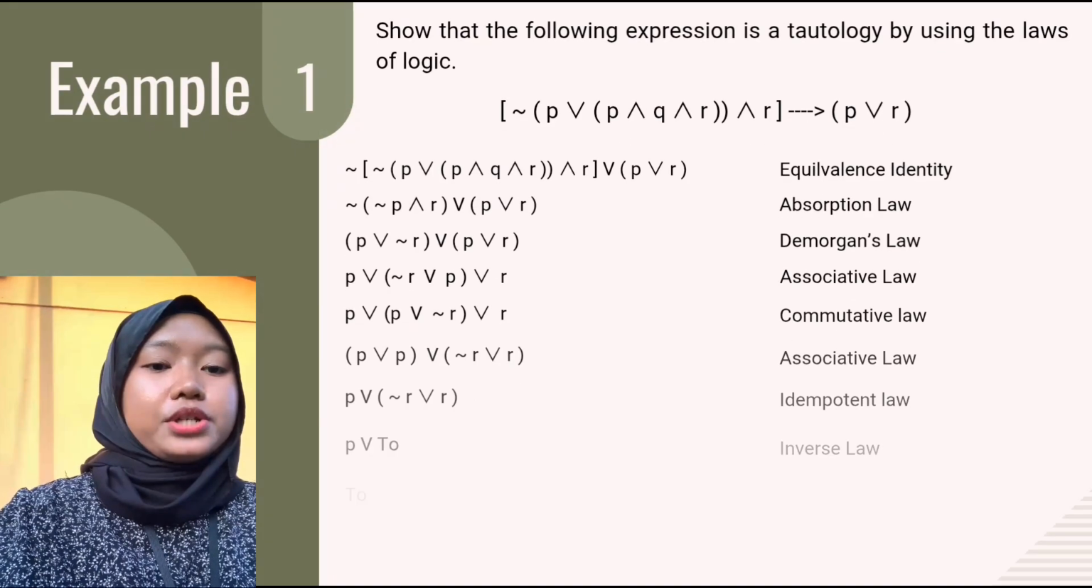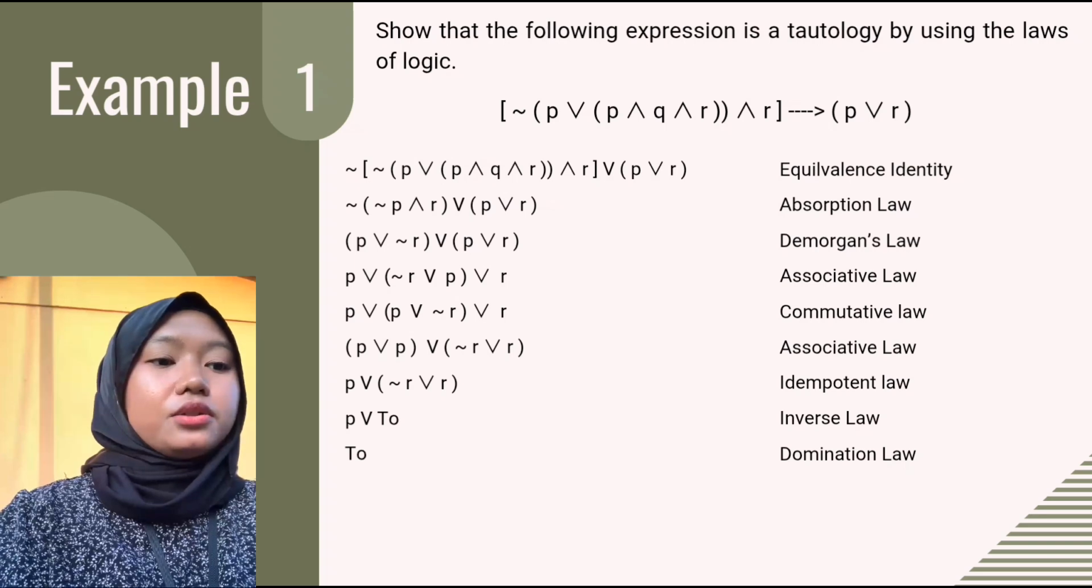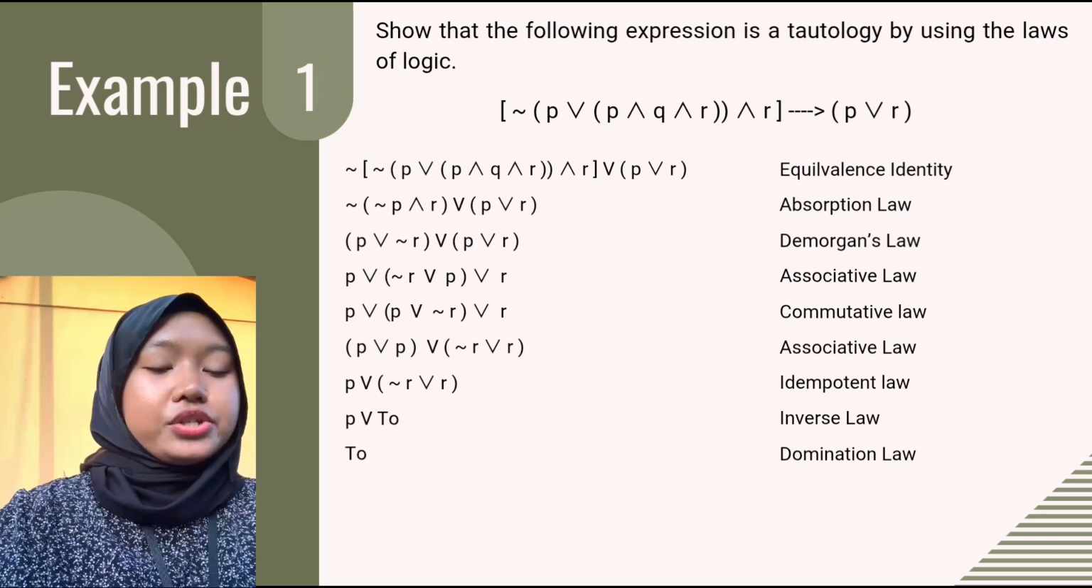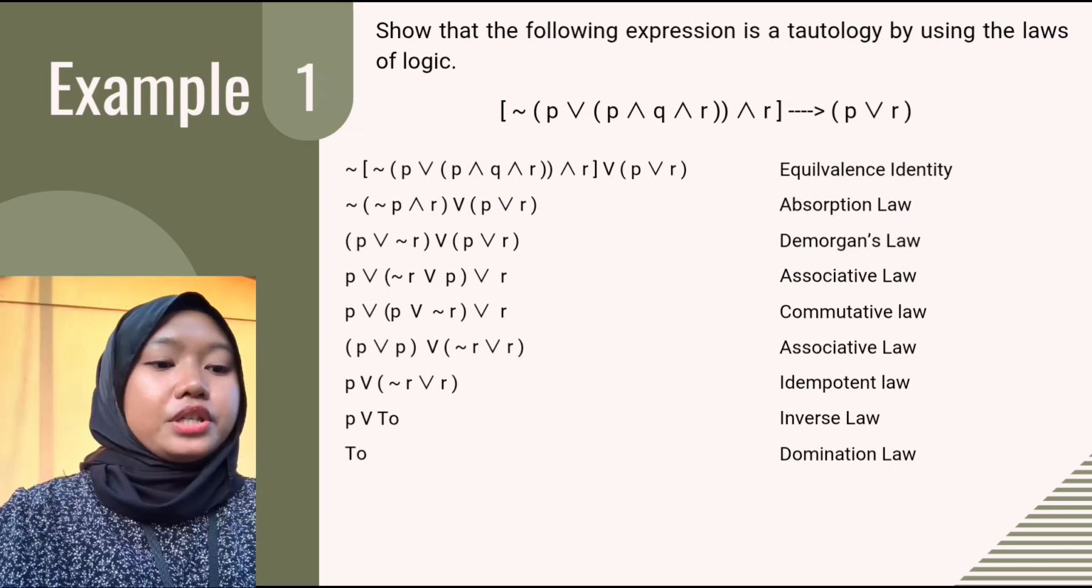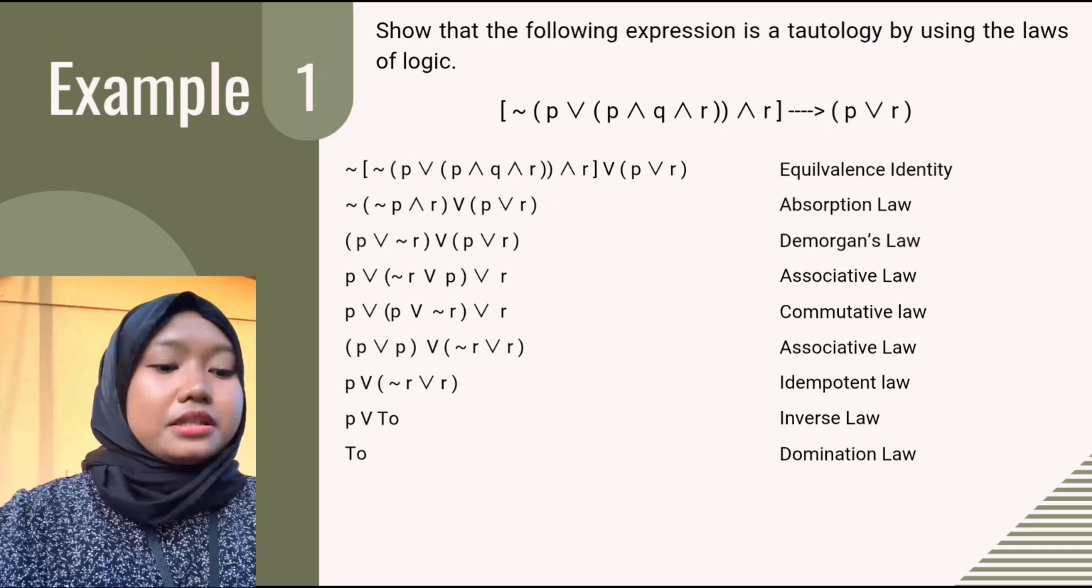For example 1, the question is, show the following expression is a tautology by using the laws of logic. The question is, in bracket negation, in bracket P or in bracket P and Q and R, close bracket and close bracket, and R close bracket or in bracket P or R close bracket. For this question, I will use the equivalent identity for the first and second absorption law, De Morgan's law, associative law, commutative law, associative law again, idempotent law, inverse law, and finally for the answer I use the domination law.